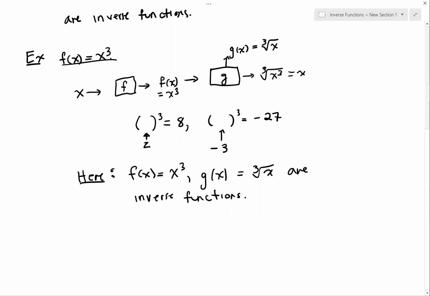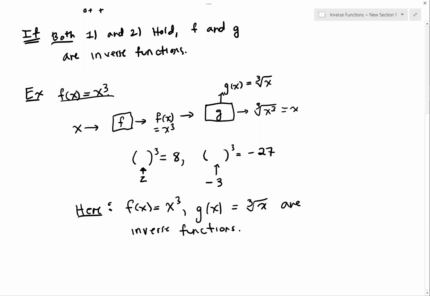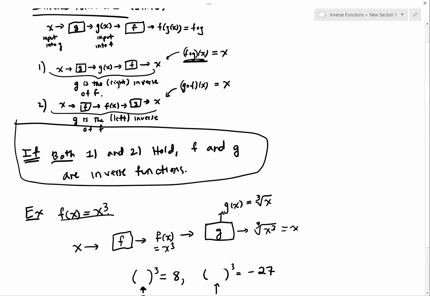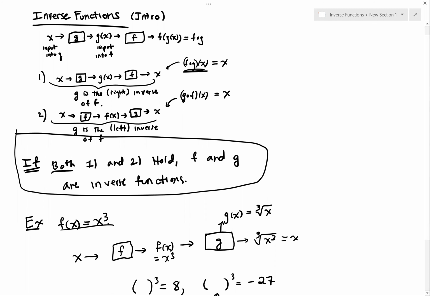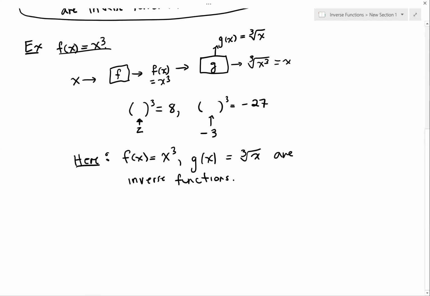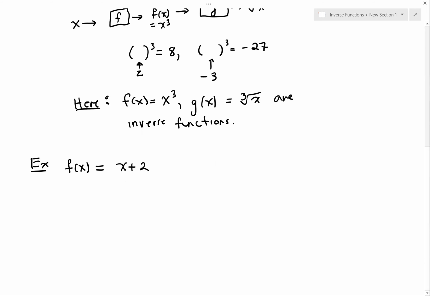That's kind of the whole idea. So if there's a way to undo what you did, then there's an inverse function to that. But it has to be true in both directions. So if both 1 and 2 are true, so if you can do it in either order, then we say that those functions are inverses. Let's look at one more before we finish our intro here. Let's say f of x is x plus 2. I'll do a couple more examples after this, verifying that 2 functions are inverses.